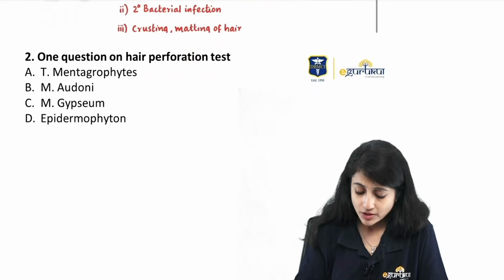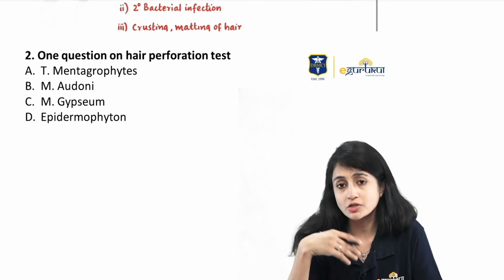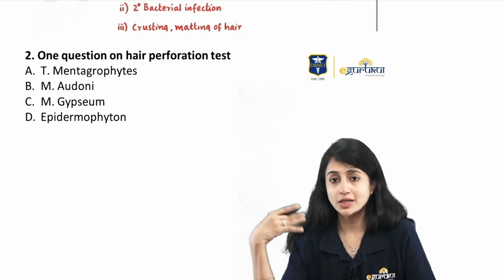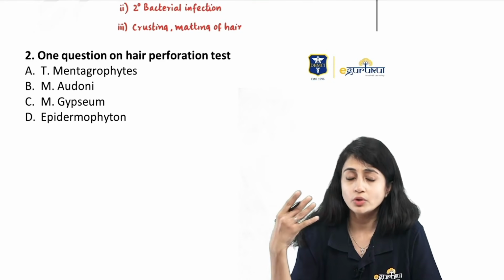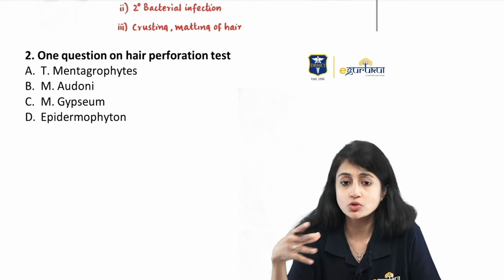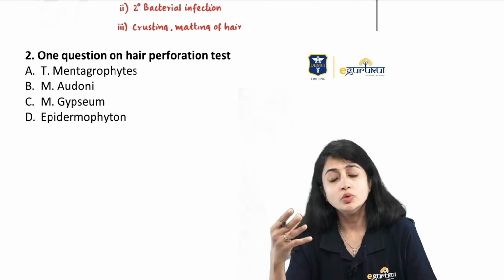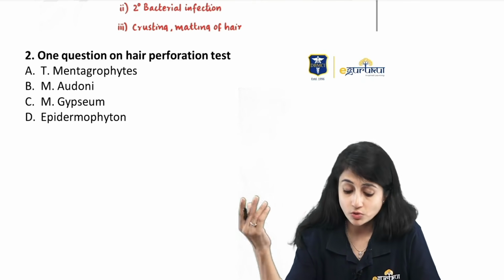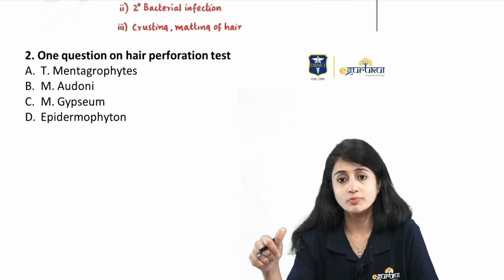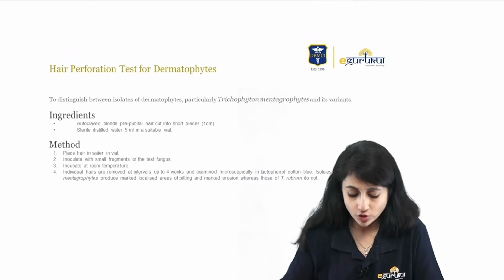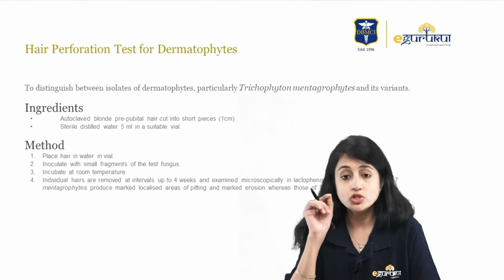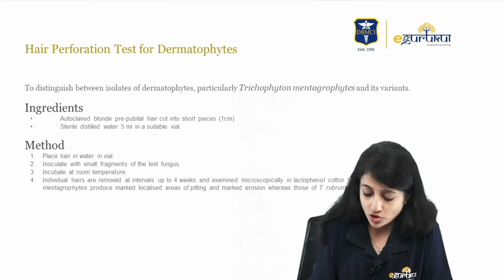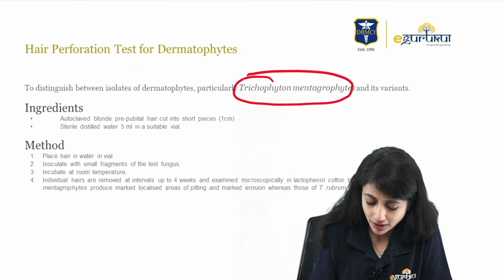Okay. Then there was some question on the hair perforation test which I could not get clearly, but they had probably given you a patient of tinea capitis or circular patches of loss of hair. How will you identify the organism? And they must have told you the hair perforation test is positive. So this you must have studied in microbiology, but I'll quickly recall it with you. What is a hair perforation test? It is used to differentiate Trichophyton mentagrophytes and its variants. So it's used mainly for Trichophyton mentagrophytes.